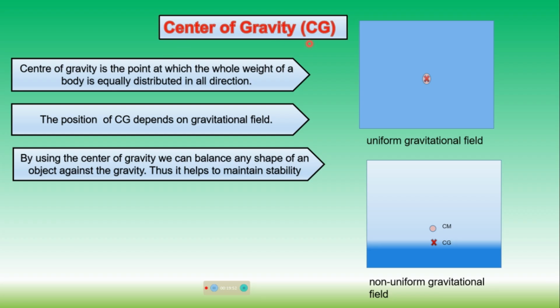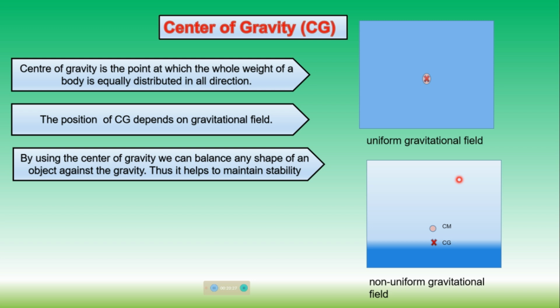Center of gravity. Center of gravity is the point at which the whole weight of a body is supposed to be concentrated, or we can say that the whole weight of a body is equally distributed in all directions. The position of center of gravity depends on the gravitational field. So the center of mass and center of gravity of an object are in the same position if the gravitational field is uniform.